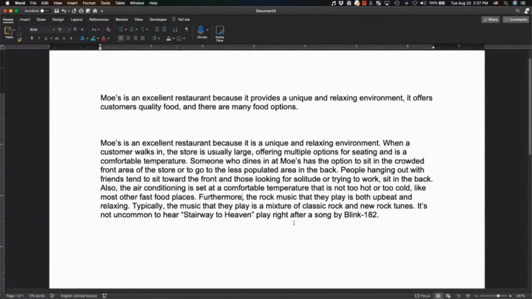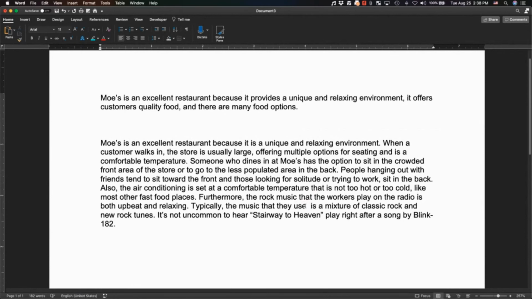So, okay, it's going to make me wonder, who is "they," right? Who is they? Let's see. That the workers play where? Well, they play it on the radio, is both upbeat and relaxing. Typically, the music that they play is a mixture of classic rock and new rock tunes. All right. So we've now got "play" two sentences in a row. It's not too bad, but it could be a little bit clunky.